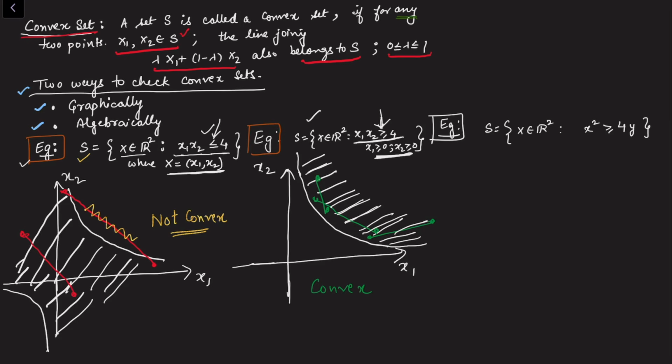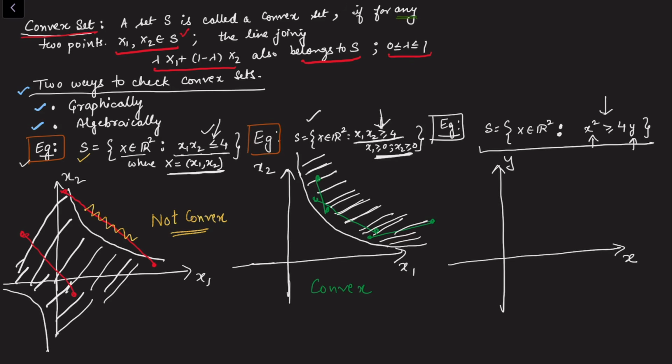Let us take one more example. In this case, S consists of x squared greater than or equal to 4y. So this is a standard parabola. We can see that suppose this is the x-axis and here it is y, because the coordinates are given in x and small y.